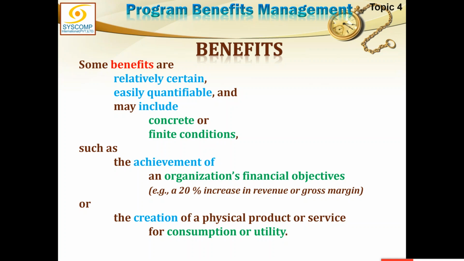We can, maybe on a yearly basis or half yearly basis, reassess our position and see how well we are going. So there could be concrete or finite conditions here, but the creation of a physical product or service for consumption or utility could also be there. So maybe the benefit we are trying to deliver is in the shape of a large service. Maybe we are developing a mission by NASA, and that mission is going to Mars. Maybe that could be one huge product or service which we are providing, and there could be a lot of uncertainty in that as well.